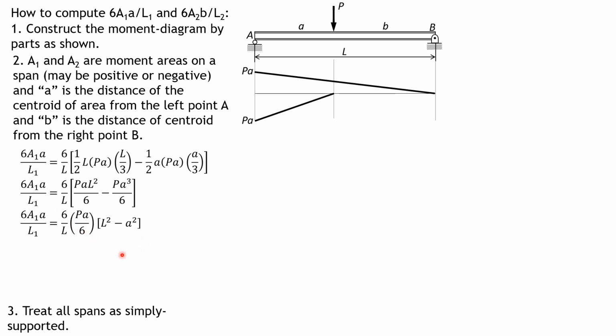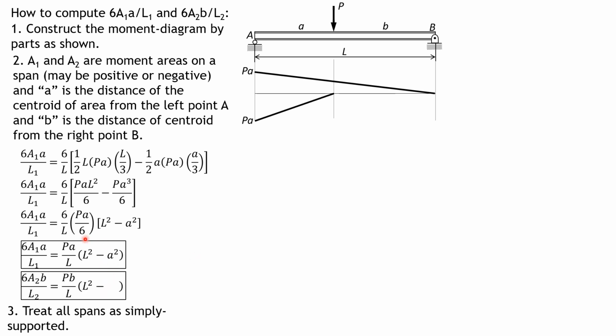We can cancel 6. So the formula for 6A1A over L1 due to the concentrated load, with respect to the left, is PA over L quantity L squared minus A squared. Similarly, if we compute the value of 6A2B over L2, assuming EI is constant by the way for this case, then it is equal to PB over L quantity L squared minus B squared. So just consider the pattern of the formulas.